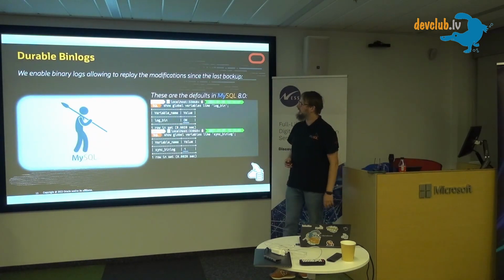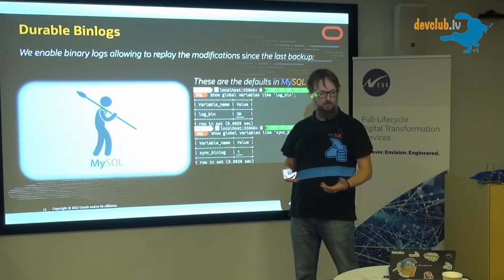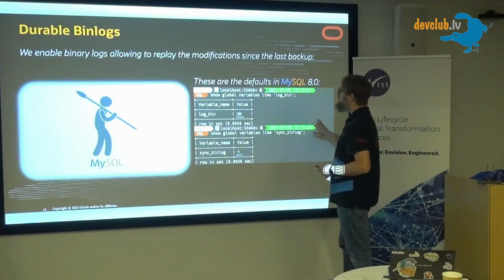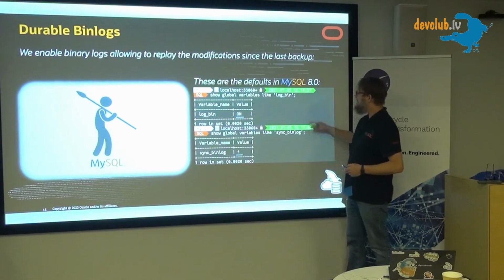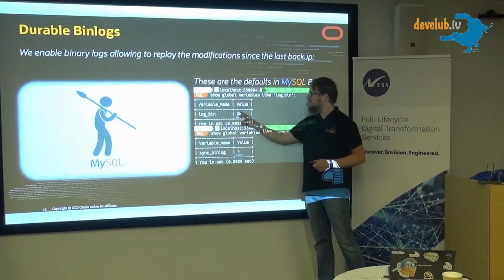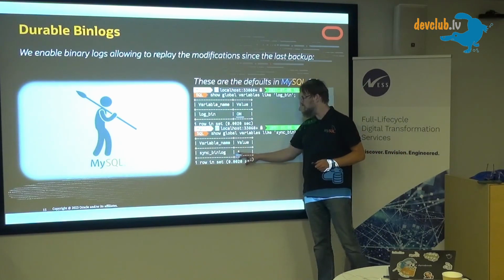So what can we do for that? We need to enable binary logs, which allow me to replay all the modifications since the last backup we have done. Binary logs are used for replication, but not only for replication. You can also use them to recover data. You should not do that. Here you can see, because these are the defaults, you don't need to change them. But log_bin is on by default in MySQL 8. And sync_binlog is 1.